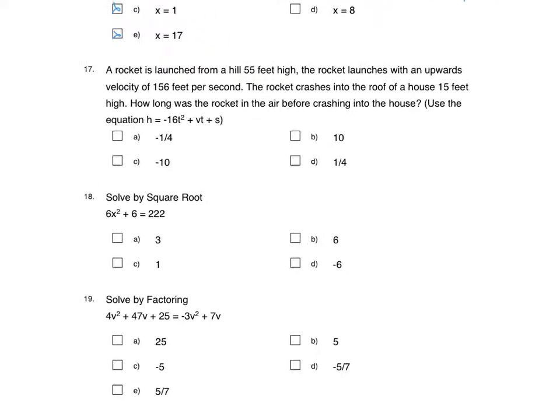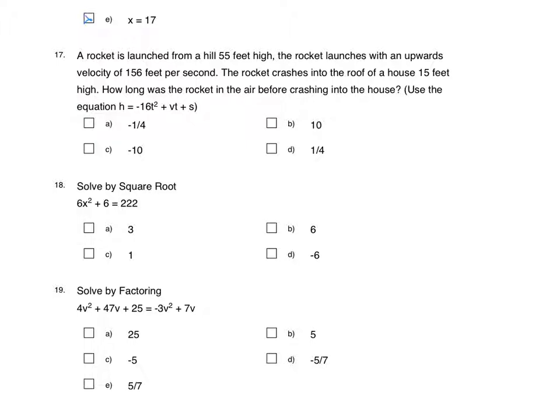Alright, 17. A rocket is launched from a hill 55 feet high. The rocket launches with an upwards velocity of 156 feet per second. The rocket crashes in the roof of a house 15 feet high. How long was the rocket in the air before crashing into the house? Use the equation h equals negative 16t squared plus vt plus s. So this one, unlike the last one, the equation is not filled in, so we have to identify our portions. I'll come back to the h.